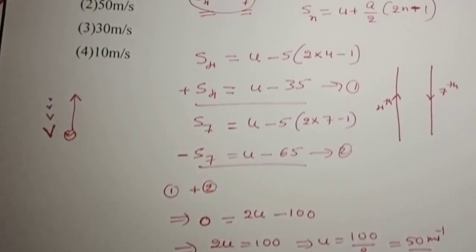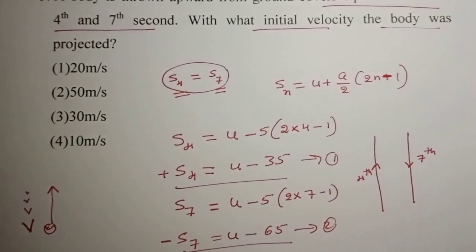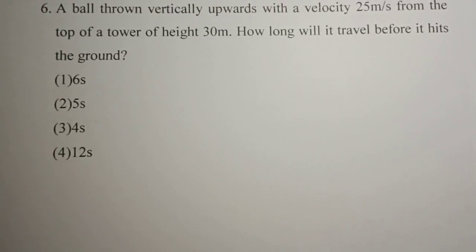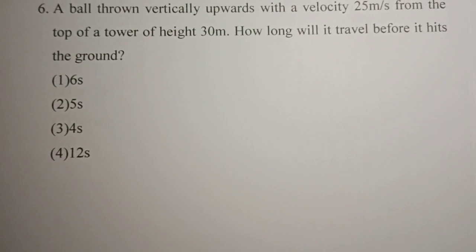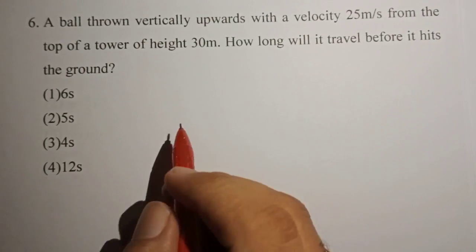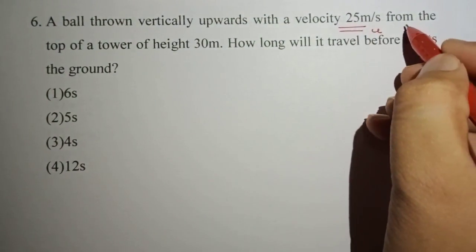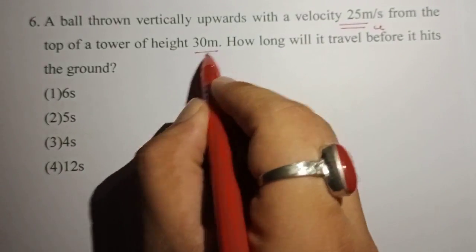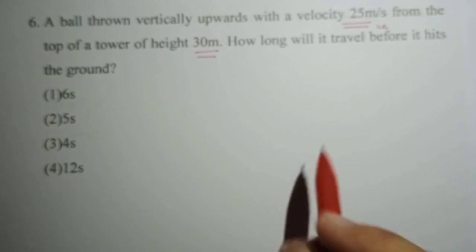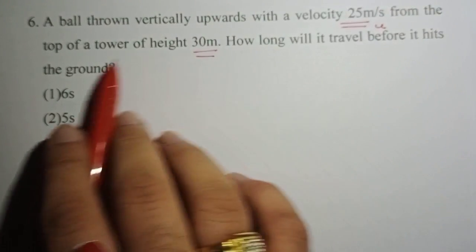Now we will move on to the next question. Question number 6. A ball is thrown vertically upwards with a velocity of 25 meter per second, u is given, from the top of a tower of height 30 meter. How long will it travel before it hits the ground?